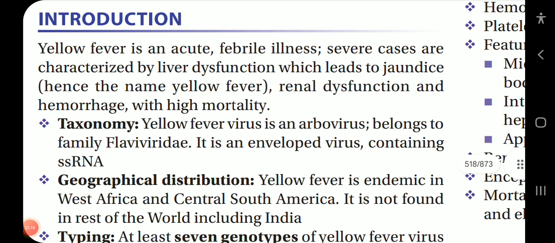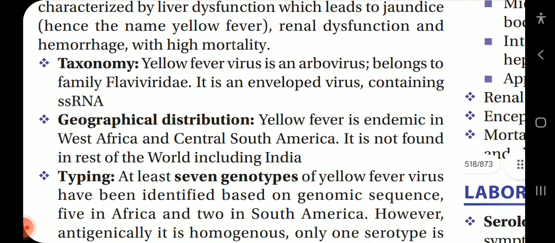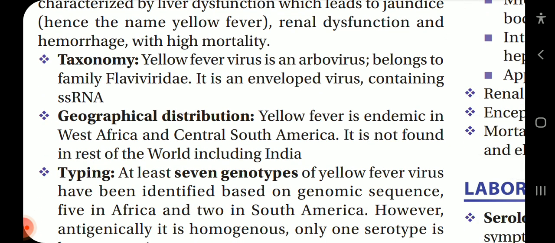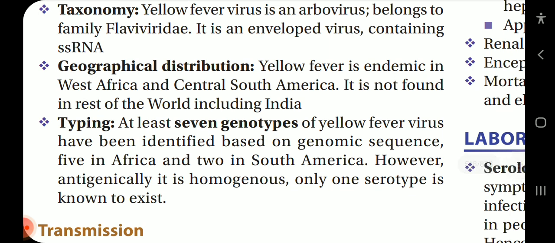Introduction. Yellow fever is an acute febrile illness. Severe cases are characterized by liver dysfunction which leads to jaundice, hence the name yellow fever, renal dysfunction and hemorrhage with high mortality. Taxonomy. Yellow fever virus is an arbovirus, belongs to family Flaviviridae. It is an enveloped virus containing ssRNA. Geographical distribution. Yellow fever is endemic in West Africa and Central South America. It is not found in the rest of the world including India.